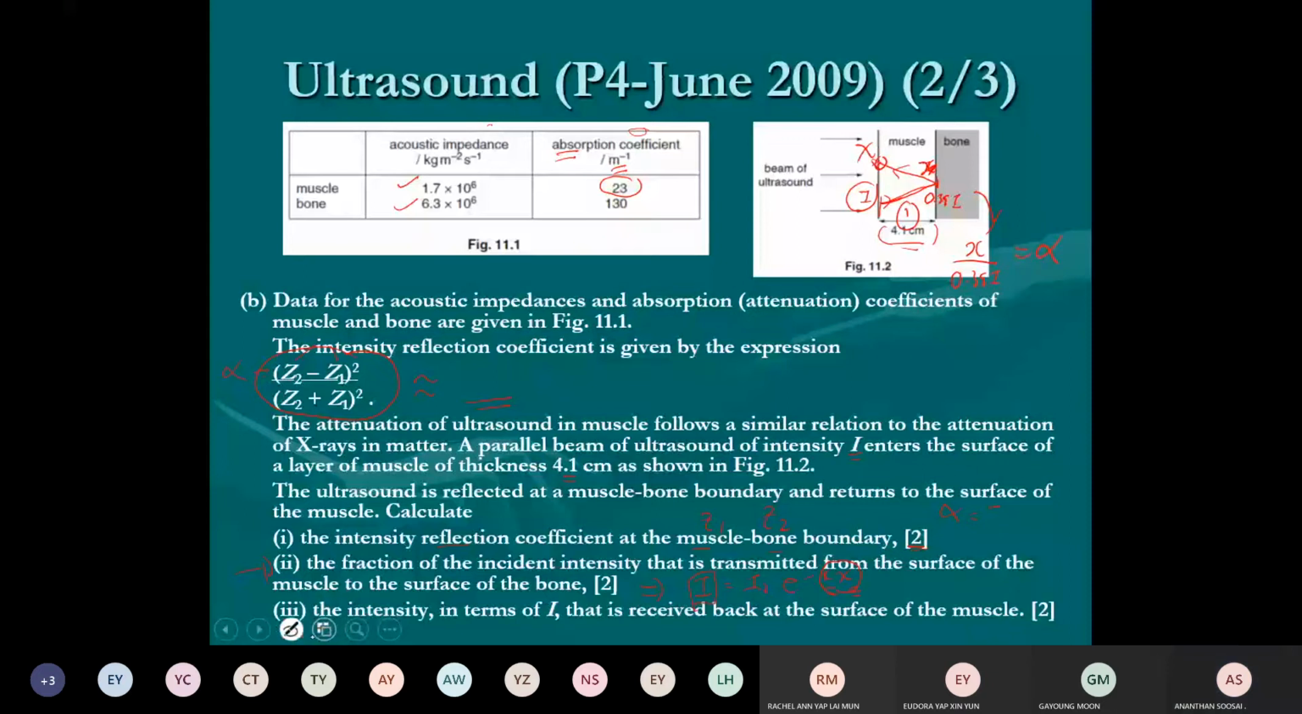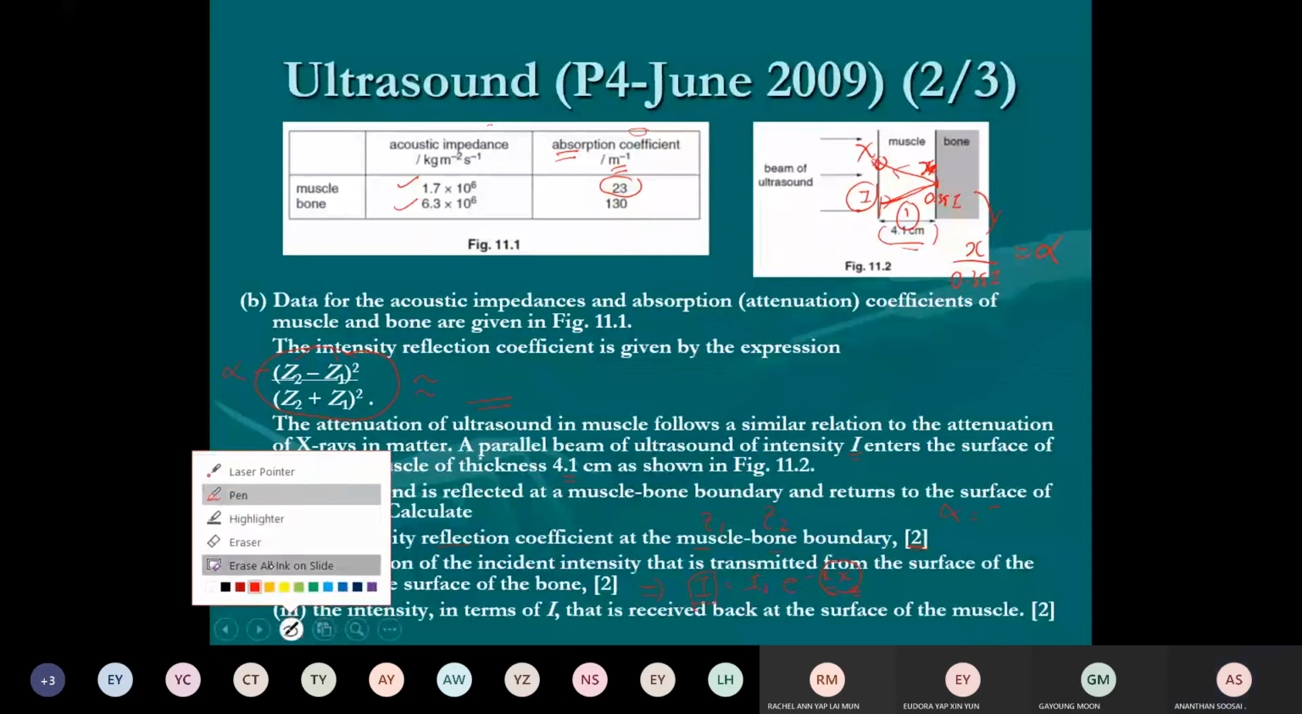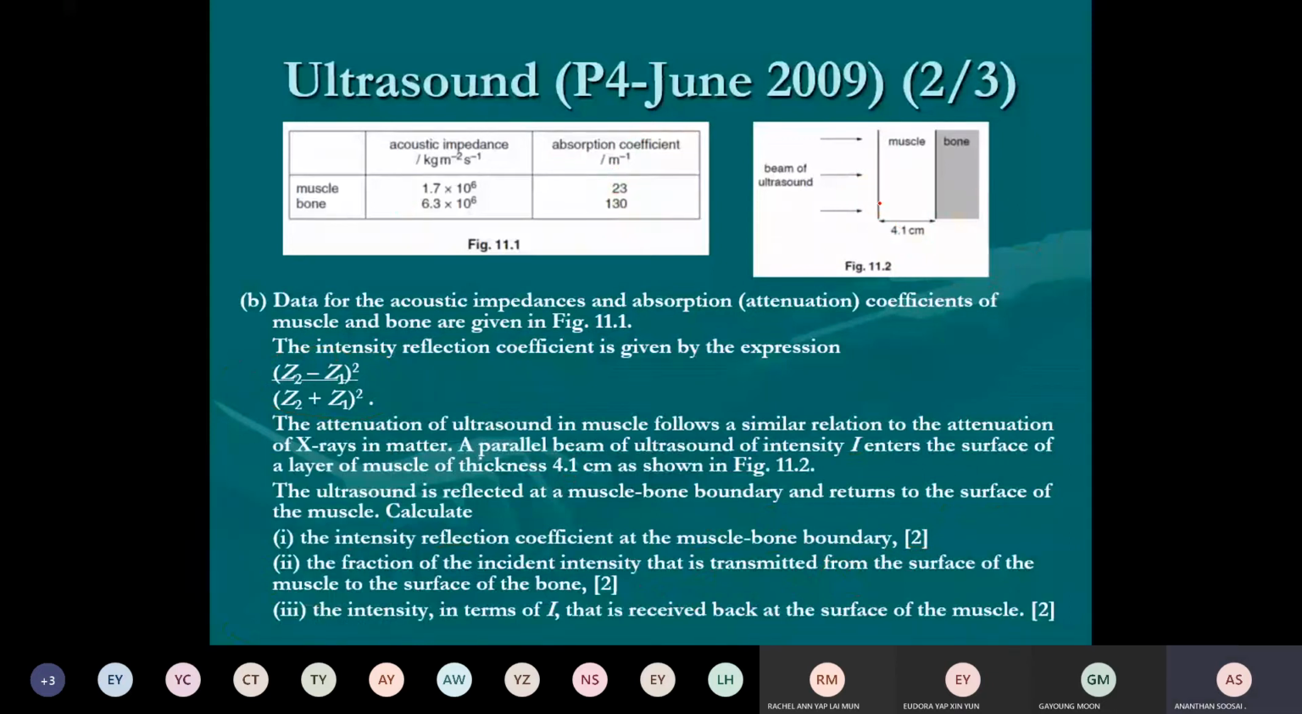Okay, let me clear this. They want which one? Here they started with I, it goes, is absorbed and partially reflected, and reaches here. This is x. They want the intensity in terms of I. They want this x. So how do you find the x? You write the formula. How many times has it been absorbed?